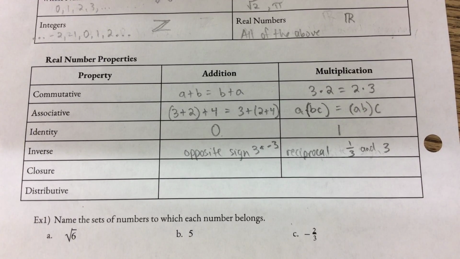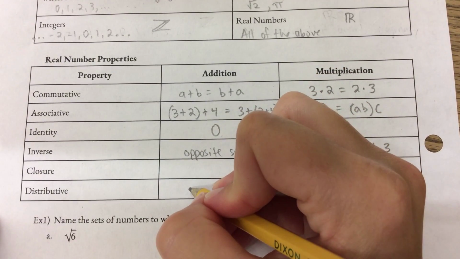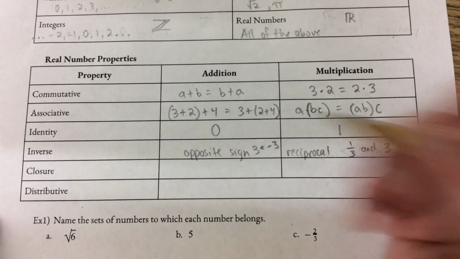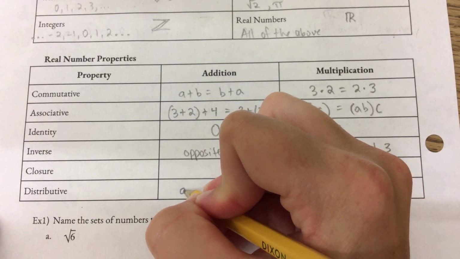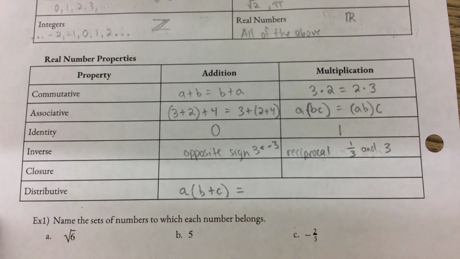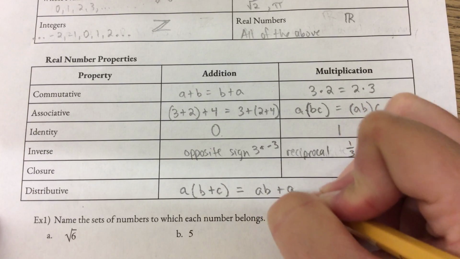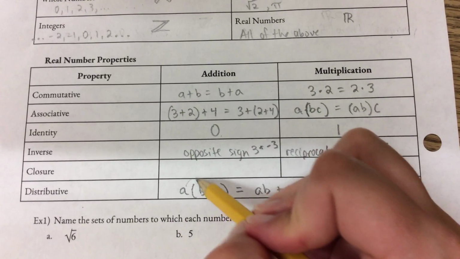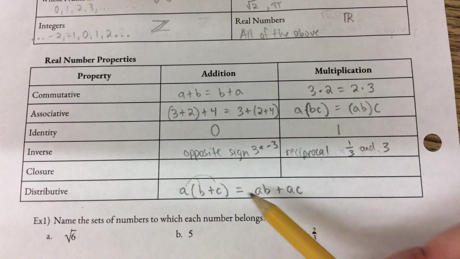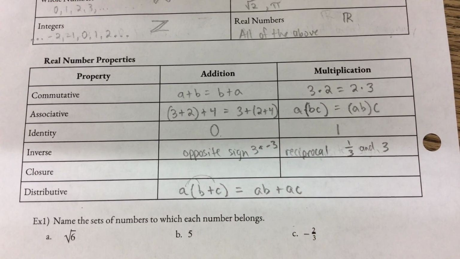And then lastly, we have the distributive property on here. So the distributive property shows that, if we want to do an example for addition, I could say A times (B plus C) is equal to AB plus AC. So you're distributing this to both of those. It's really common to forget to send it out to that last one there. Okay.